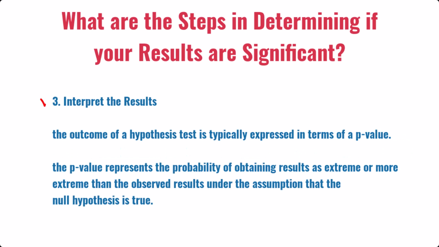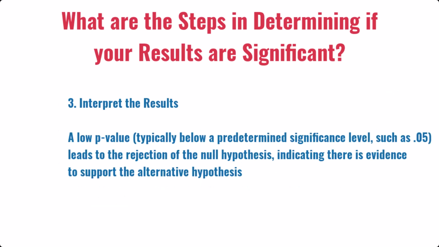Next, you will interpret the results. The outcome of the hypothesis test is typically expressed in terms of a p-value. The p-value represents the probability of obtaining results as extreme or more extreme than the observed results under the assumption that the null hypothesis is true. So when you get a low p-value, typically below a predetermined significance level like 0.05, that low p-value will lead to the rejection of the null hypothesis, indicating that there's evidence to support the alternative hypothesis.